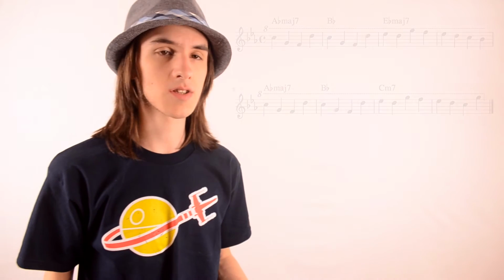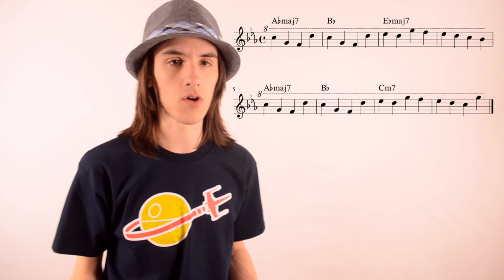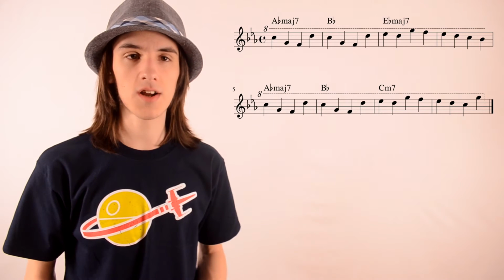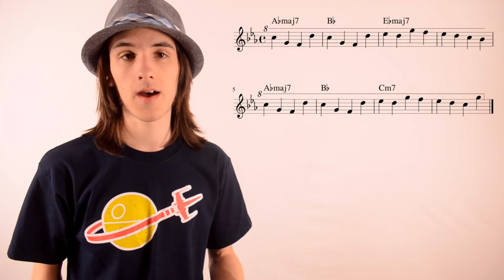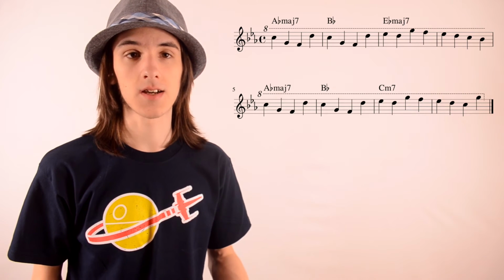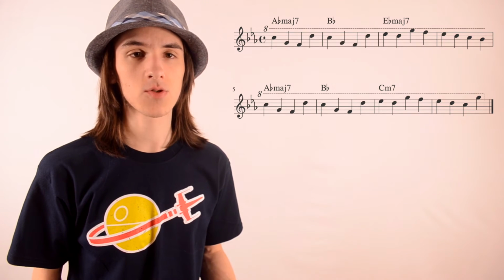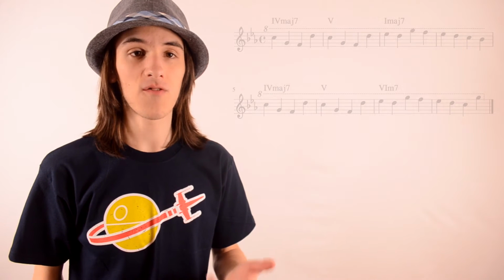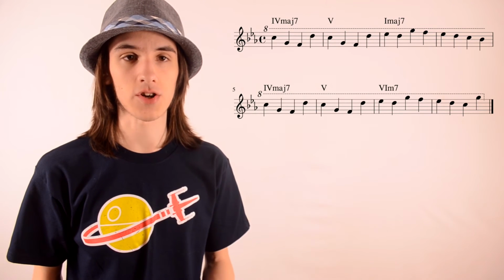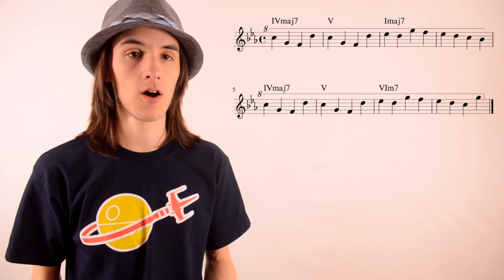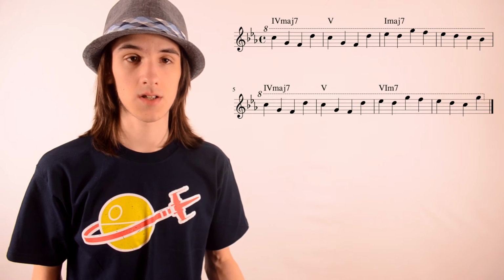In the case of Dearly Beloved, the entire song is a looping sequence of 6 chords, all in the key of E flat major. The progression goes A flat major 7, B flat, E flat major 7, then A flat major 7, B flat, C minor 7. So to write this in Roman numerals, we would go 4, 5, 1, 4, 5, 6, or to be more specific, 4 major 7, 5, 1 major 7, 4 major 7, 5, 6 minor 7.